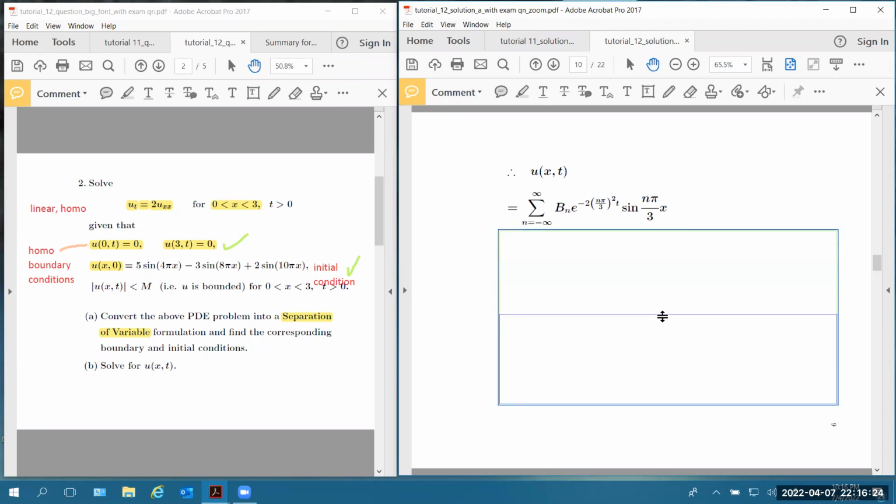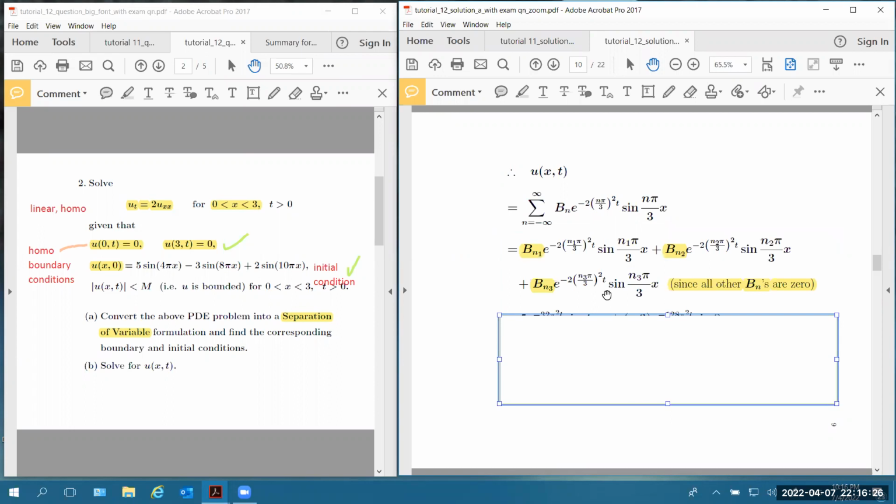And we know that only BN1, BN2, BN3 are non-zero. All other BNs are 0. So therefore this infinite sum, you're only left with these 3 terms. Right, got your BN1, your BN2, and your BN3. This is n equal to n1, n equal to n2, n equal to n3.